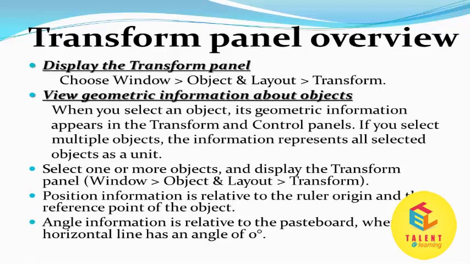When you select an object, its geometric information appears in the Transform and Control panels. If you select multiple objects, the information represents all selected objects as a unit. Select one or more objects and display the Transform panel. Position information is relative to the ruler origin and the reference point of the object. Angle information is relative to the pasteboard, where a horizontal line has an angle of 0 degrees.